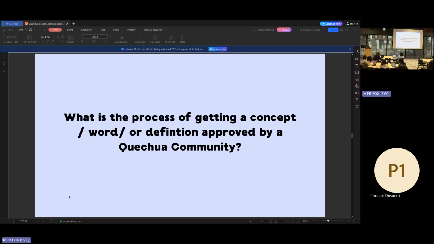So, you already spoke about producing new terminology. You spoke about conducting this fieldwork around different communities in Peru. But what is the process of getting a concept, word or definition approved by the Quechua community?